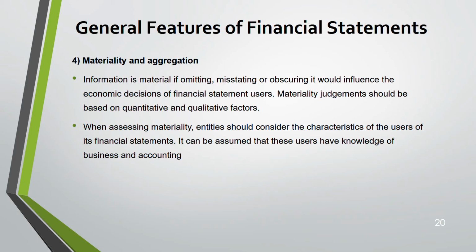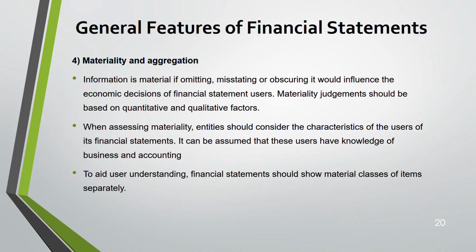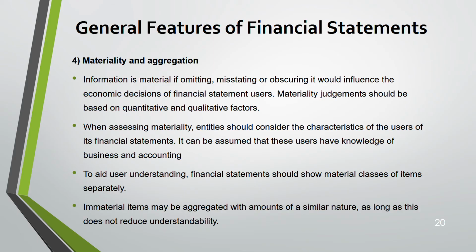So when you're assessing materiality, you have to look for the characteristics. You have to see who are the users of the financial statements. To help the user, financial statements should show material classes of items separately. When something is very material, you do not put them together under one column. You show each item separately because they are very material. If it's immaterial, aggregate everything and show it as one figure. That's the rule.